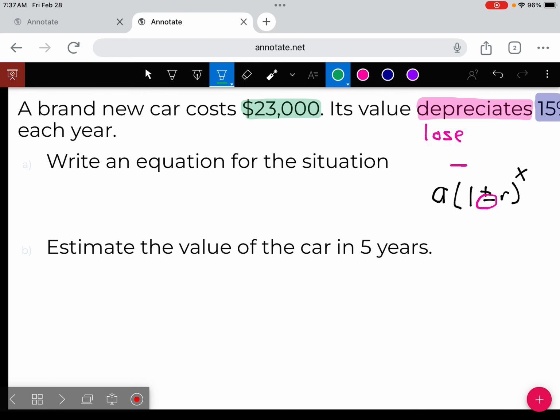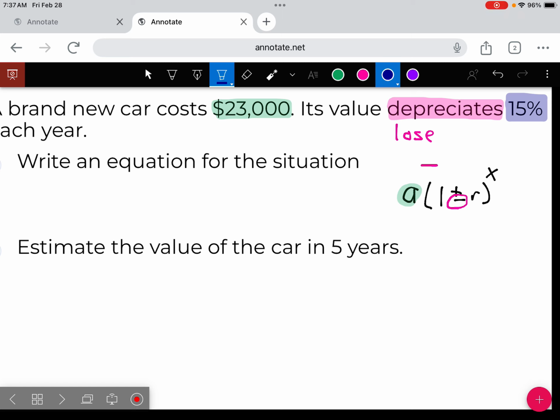What is our a going to be? The money, that $23,000. It's what we're starting with, the initial value, our starting amount. What is our r going to be? In purple.